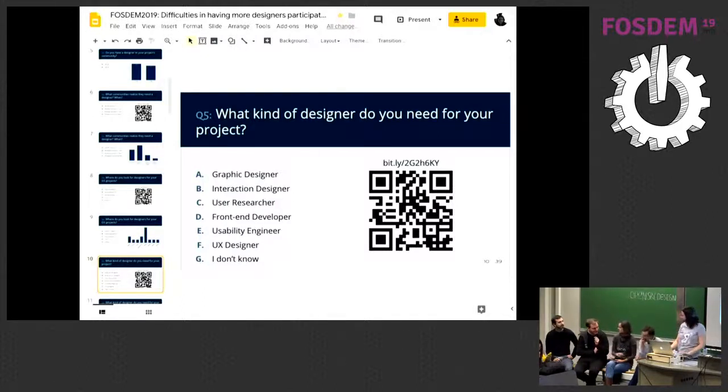I guess the issue is, and maybe Belen or Bernard can say more about this, that a user researcher, for example, is not really something you think about, because it's not something you see that you need. Whereas for a graphic designer, if you say we need a logo or some illustrations, that's obvious. But it's not obvious that you need a user researcher or a usability engineer.